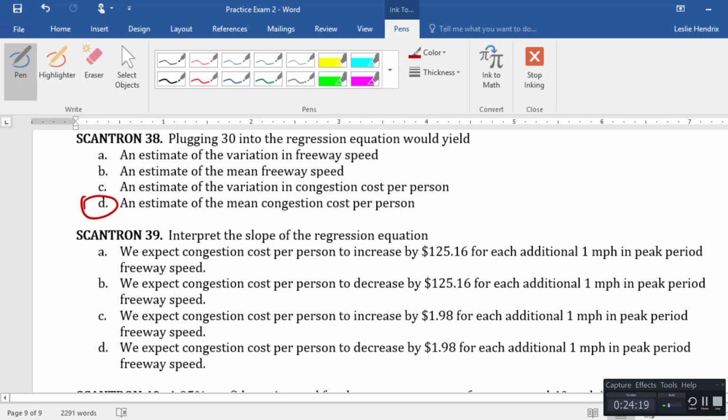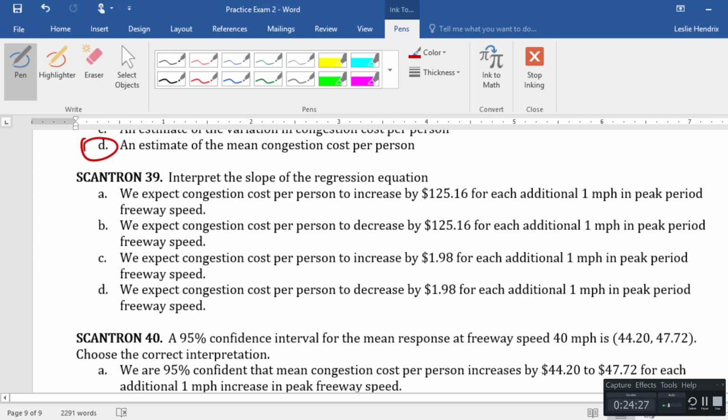All right, interpret the slope of the regression equation. Remember, it was negative 1.98. So that means, if we put it over 1 for the x's, the x's are miles per hour and the y's are dollars. So negative $1.98 divided by 1 mile per hour is interpreted as: for each additional 1 mile per hour of highway peak speed, the y's go down, they decrease. The congestion cost per person decreases on average by $1.98. So that looks like D is my answer choice.